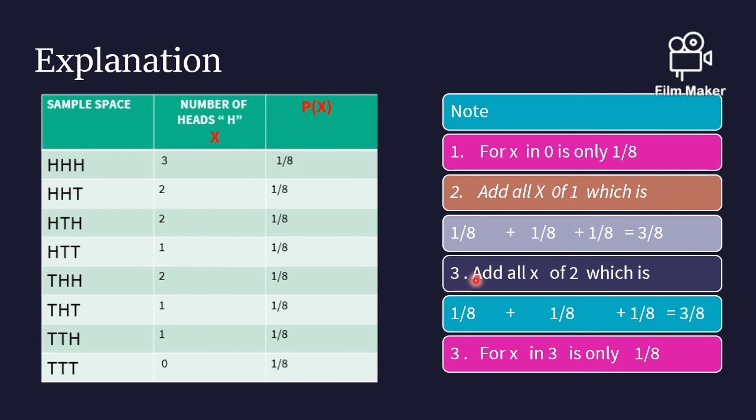Number 3, add all X of 2. We have 2 here, 2 here, and 2 here. So all the 2s are 1 over 8 plus 1 over 8 plus 1 over 8, which is 3 over 8. And for number 3, we have only 1 over 8, so we just write 1 over 8.